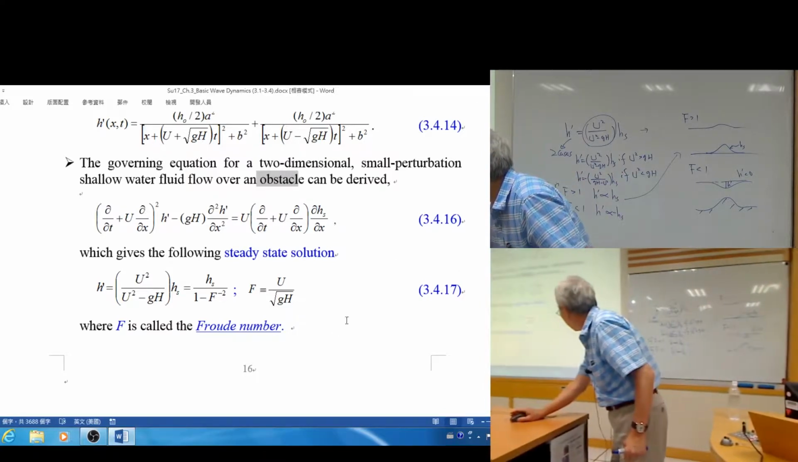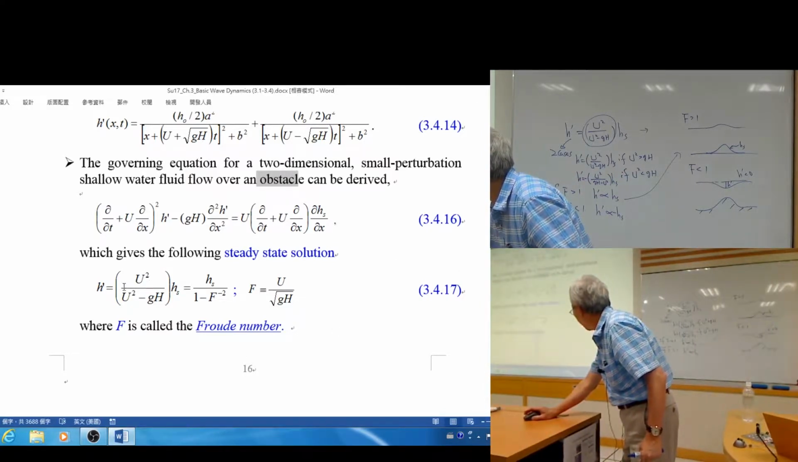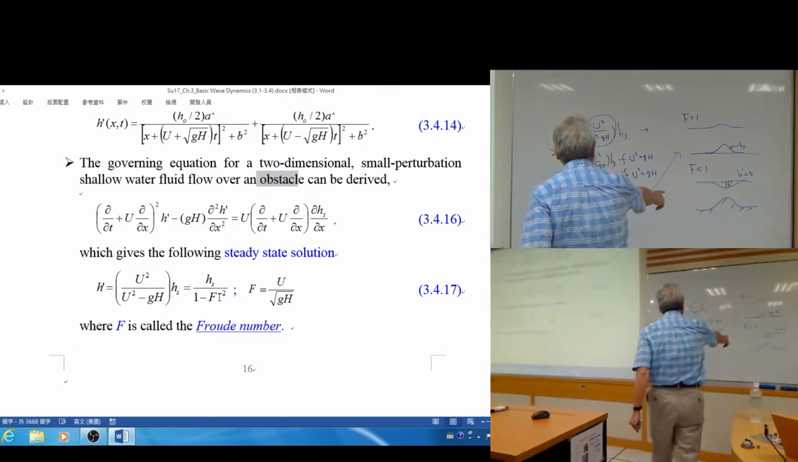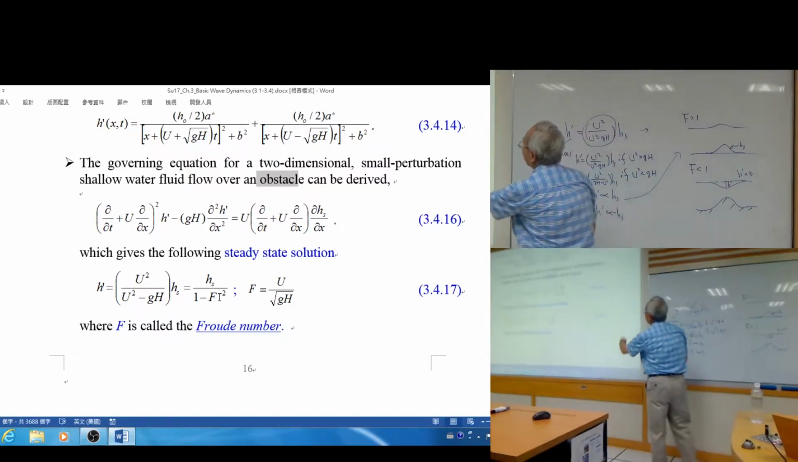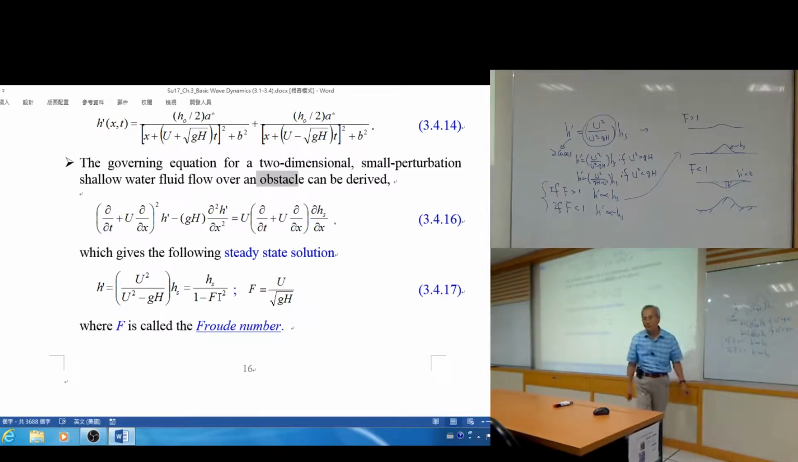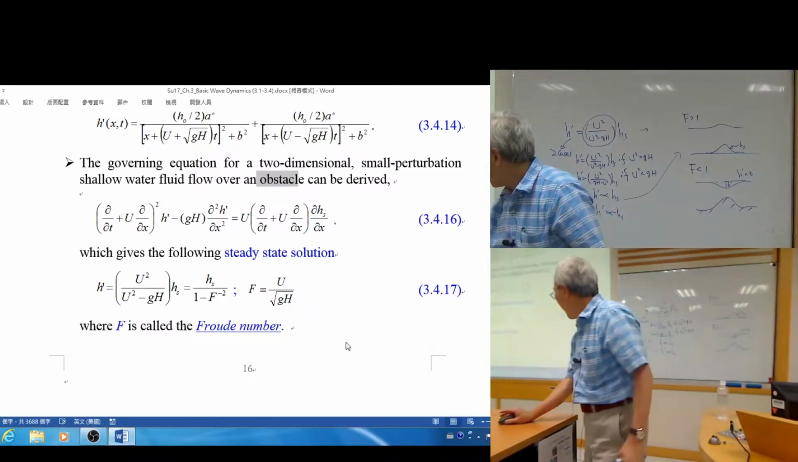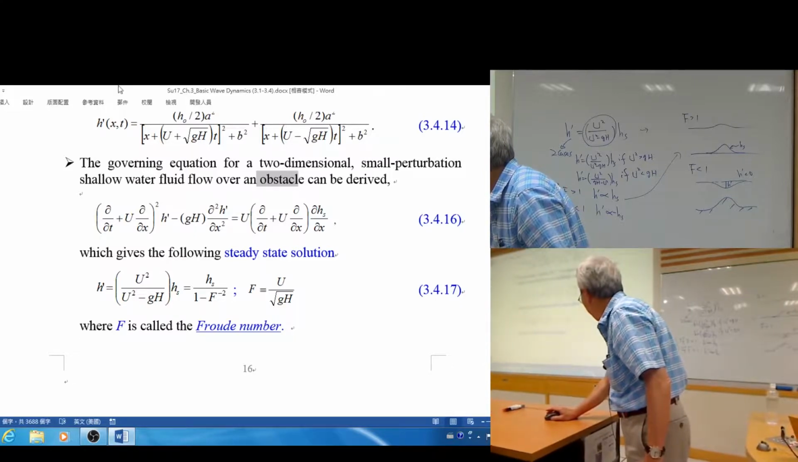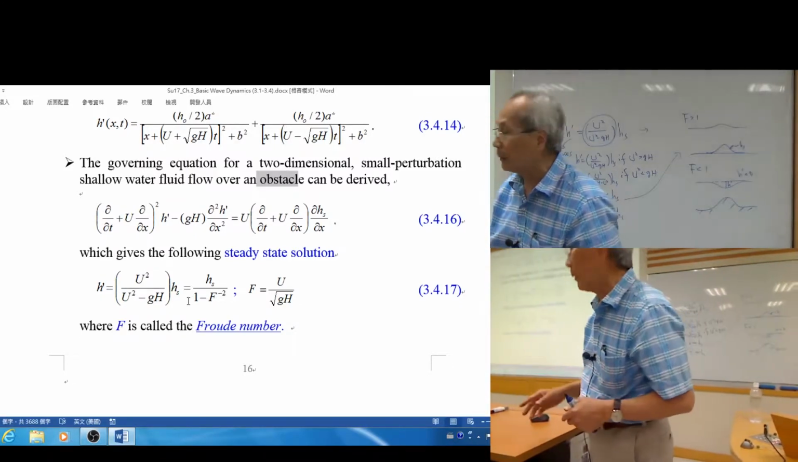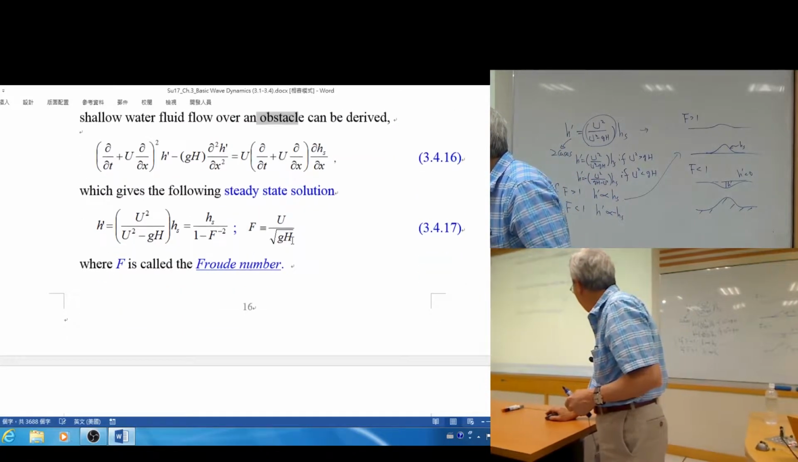Okay, so here basically what we have is h prime equals h sub s divided by 1 minus F to the negative 2. And F is defined as u over the square root of gh. Okay, so this is a solution. Now we wanted to find out what the physical meaning of this is.